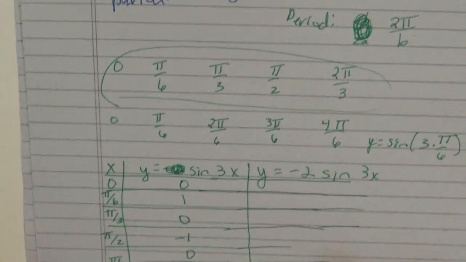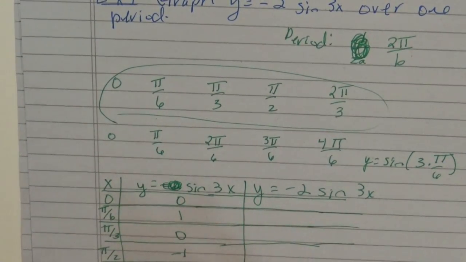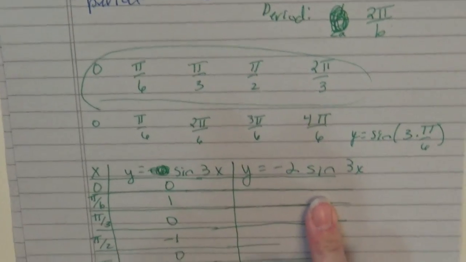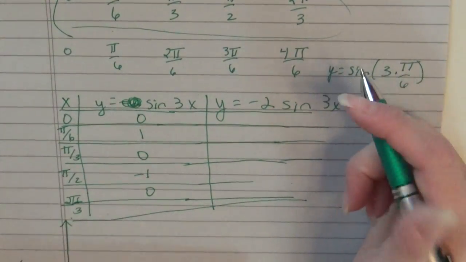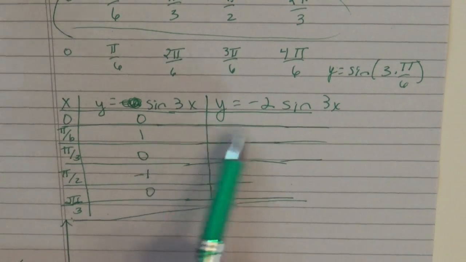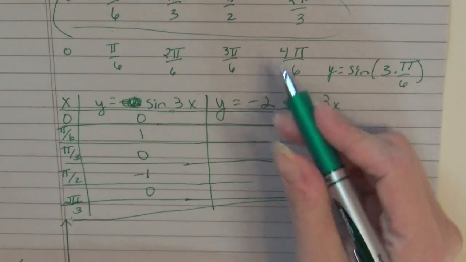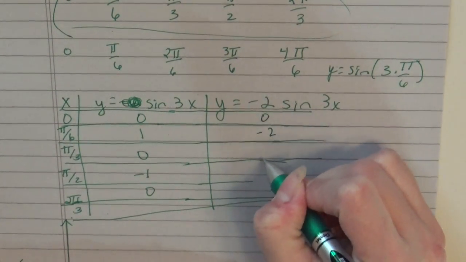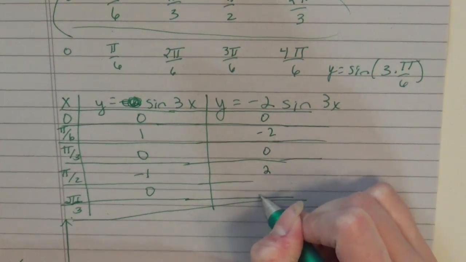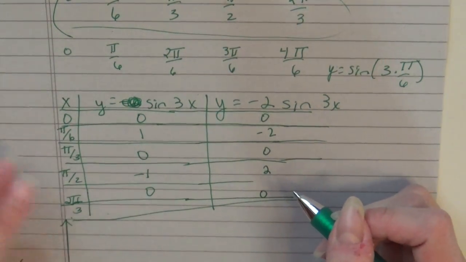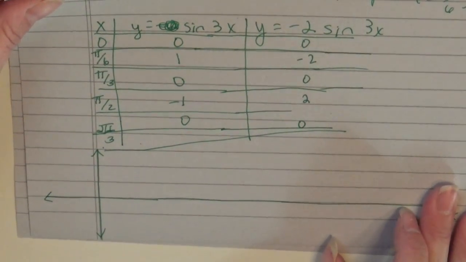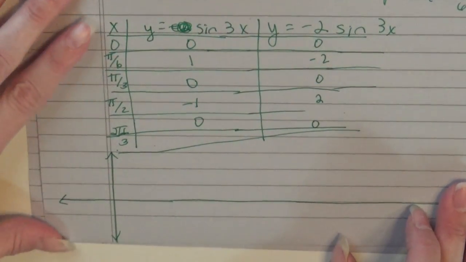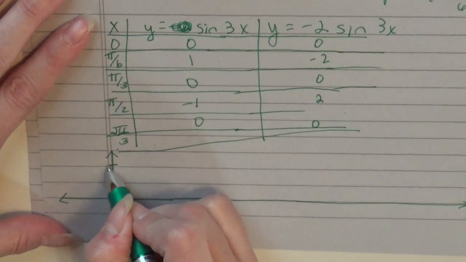Okay, so we got the sine of 3x filled in. Now we need to fill in negative 2 times sine 3x. So to finish it up, we just multiply these y values by negative 2. So that's going to give me 0, negative 2, 0, positive 2, and 0. Alright, and then hopefully we've got just enough space left on our page that we can actually graph this. I'm going to have to squeeze it in a little tight here.